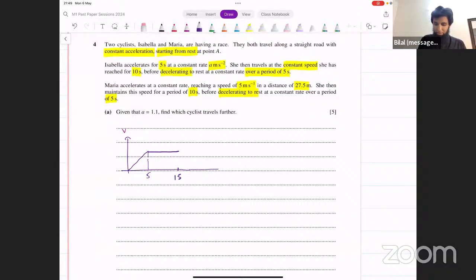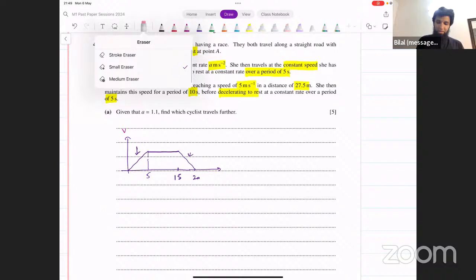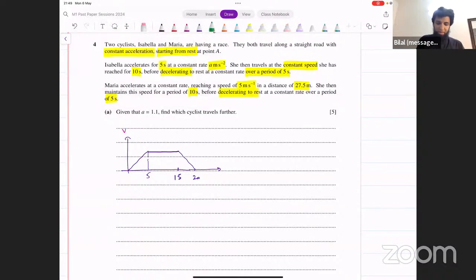And then she decelerates at a constant rate over a period of 5 seconds. So let's say this is 20. She decelerates at that constant rate. Now you see, this gradient is supposed to be the same as this gradient, only the signs are going to be different. Because she's taking the same amount of time, 5 seconds, and the speeds are also the same, 0 to some value. Let's call this value V here. Let's say this is V.